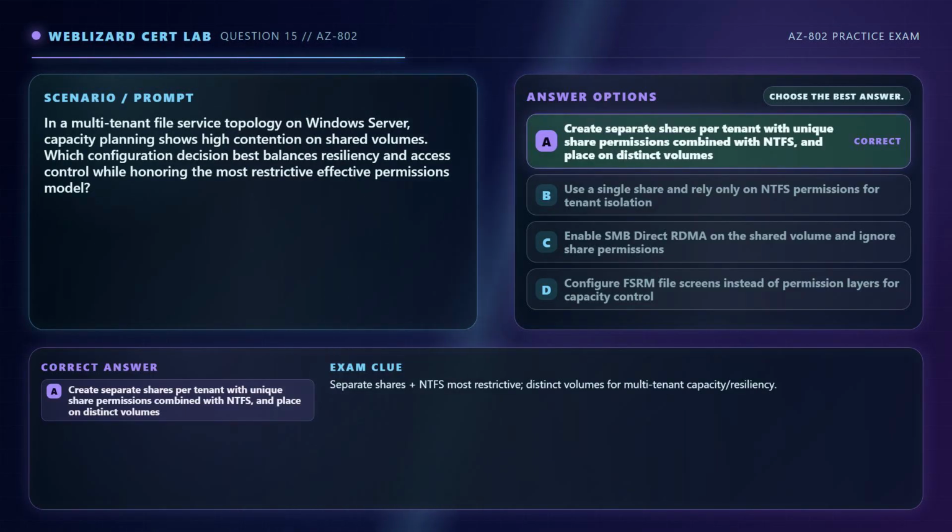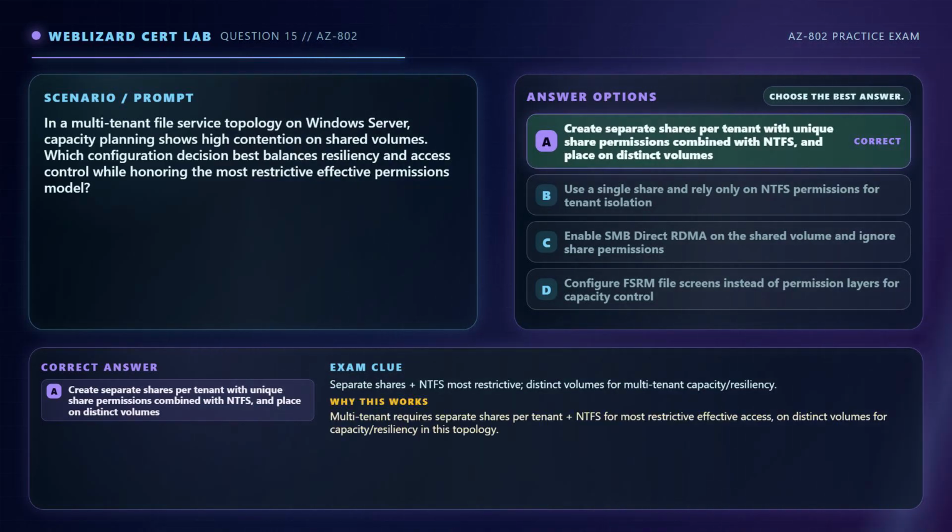The correct answer is A. Create separate shares per tenant with unique share permissions, combined with NTFS, and place on distinct volumes. Multi-tenant requires separate shares per tenant plus NTFS for most restrictive effective access, on distinct volumes for capacity and resiliency in this topology. Separate shares plus NTFS, most restrictive. Distinct volumes for multi-tenant capacity and resiliency.